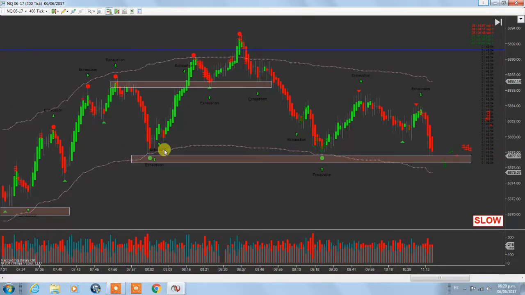Okay, so as you can see over here, there's exhaustion in this lower part. It's a great place to take a long. It was in the morning. This is like 30-40 ticks. It's more than enough. You're done for the day.